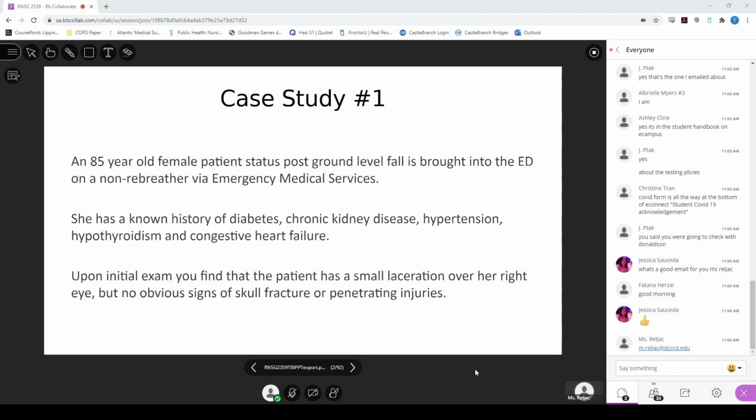A ground level fall is brought to the emergency room on a non-rebreather via emergency medical service. She has a known history of diabetes, chronic kidney disease, hypertension, hypothyroidism, and congestive heart failure. Upon initial exam, you will find that the patient has a small laceration above her right eye, but no obvious signs of skull fracture or penetrating injuries.